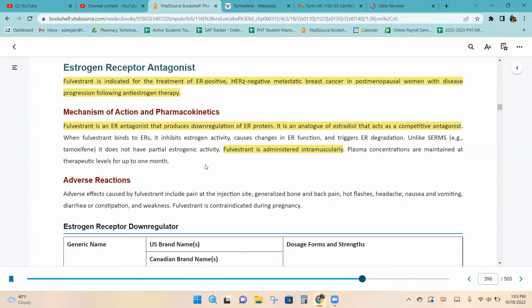Fulvestrant is indicated for the treatment of ER positive, HER2 negative metastatic breast cancer in postmenopausal women with disease progression following anti-estrogen therapy. Fulvestrant is an ER antagonist that produces downregulation of ER protein. It is an analog of estradiol that acts as a competitive antagonist. Fulvestrant is administered intramuscularly.